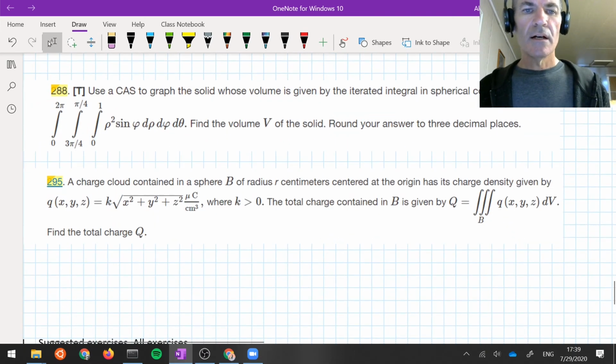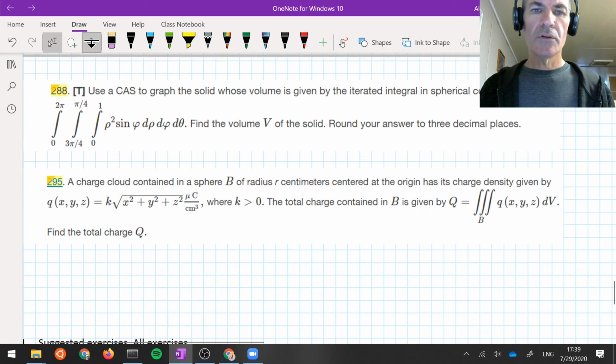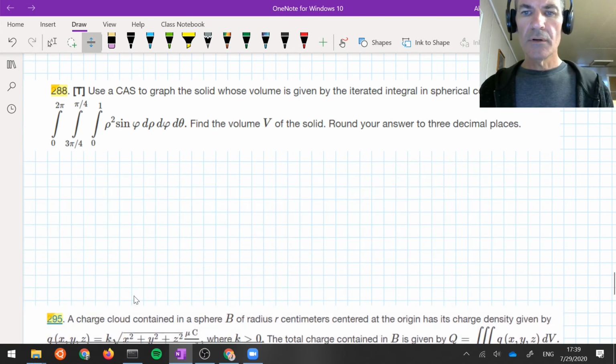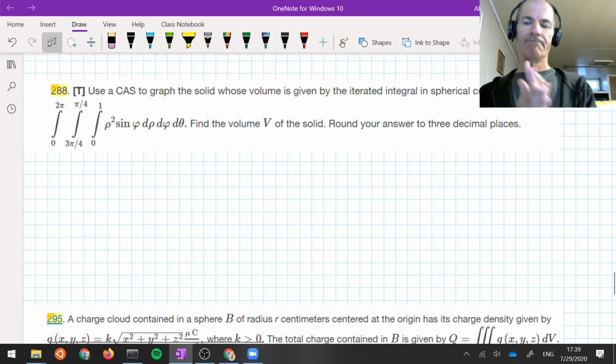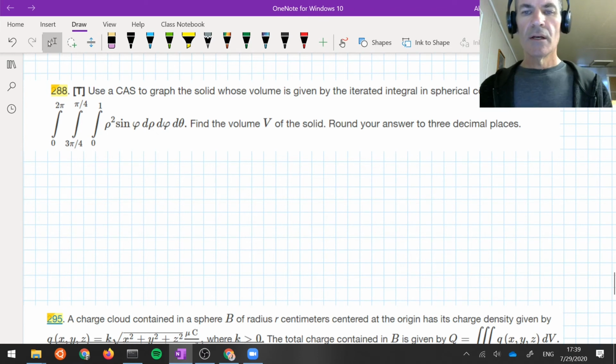Okay, in 288, again, we're using a computer to look at the solid and then find the volume. The difference here is we're doing this in spherical coordinates, so I'm going to jump over to that same Sage worksheet and show you how to set up spherical plotting. This is rho squared sine phi, so it's just the usual factor that comes with spherical coordinates.